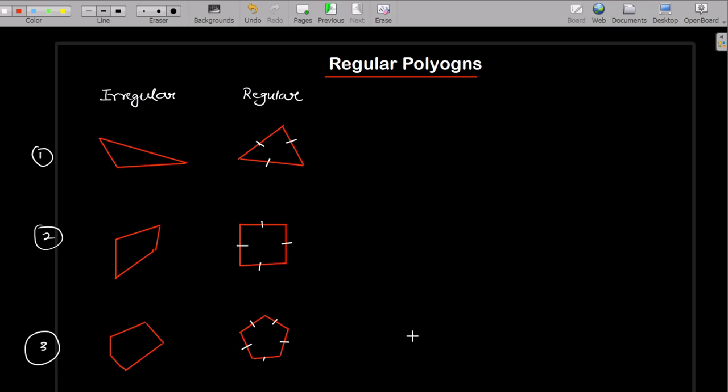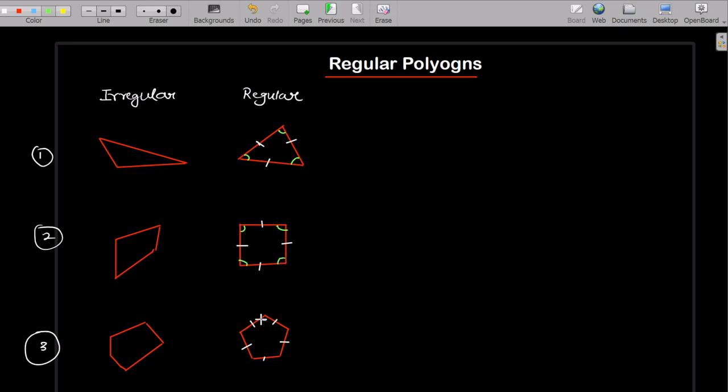I hope the concept is clear, Tanveer. What's the difference between irregular polygon and regular polygon? Now what we have to do about regular polygons is we should be able to find out the measurement of each angle of the regular polygon. Each angle of the regular polygon will measure the same, so all the angles will be congruent.